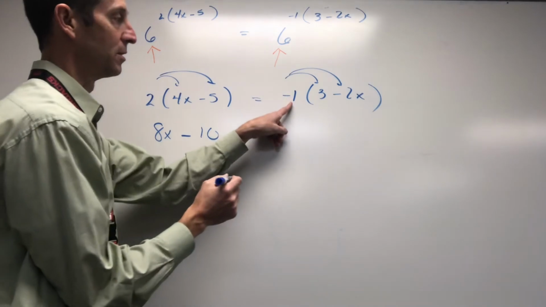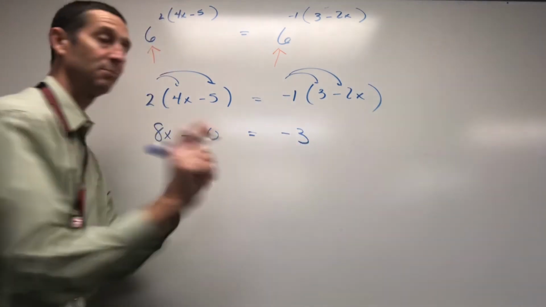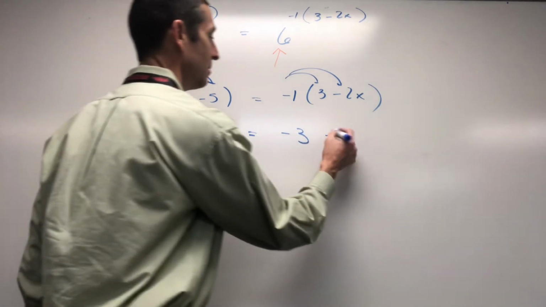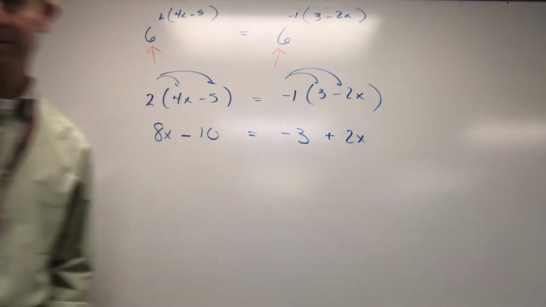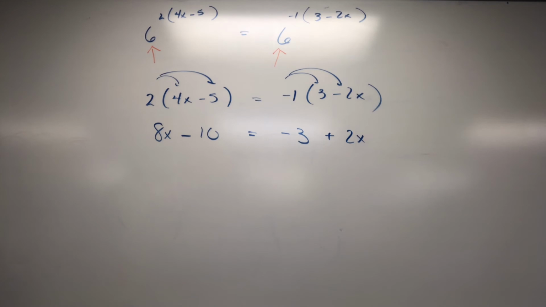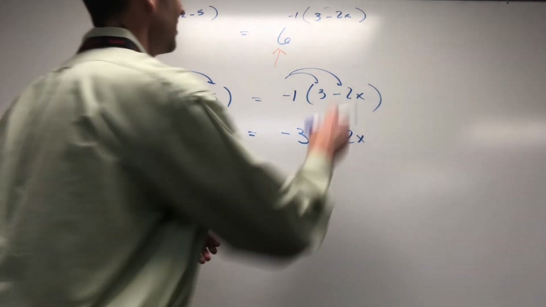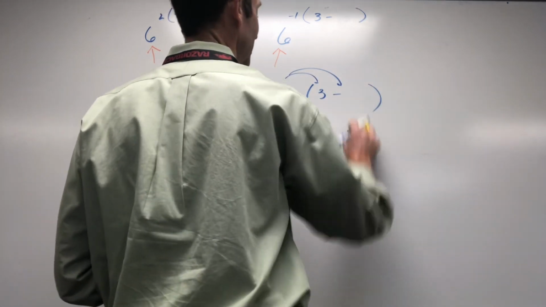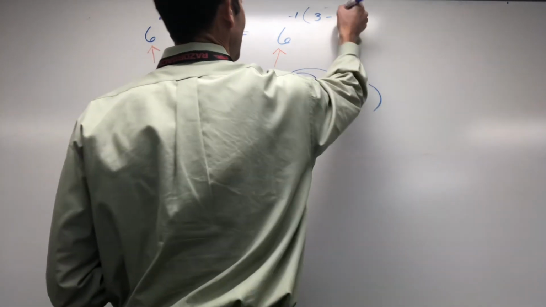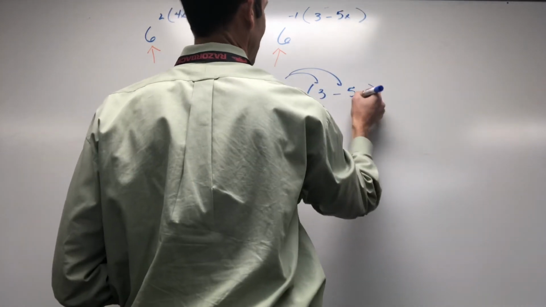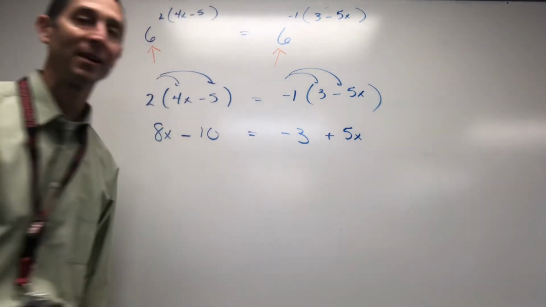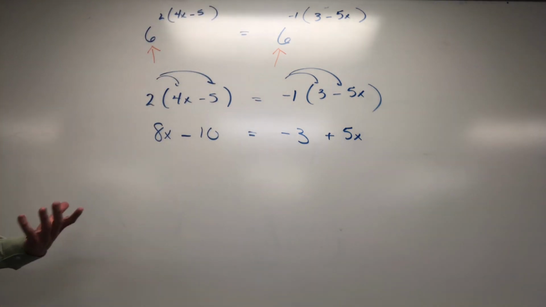Be careful. Negative 1 times 3, negative 3. Watch this. Negative times negative becomes positive 2x. Oh wait, somewhere in there that was 5x. Sorry guys. That was 5x and I rewrote it as a 2. Sorry about that. 5x. Couldn't read my own handwriting. Okay, so that becomes a 5x.